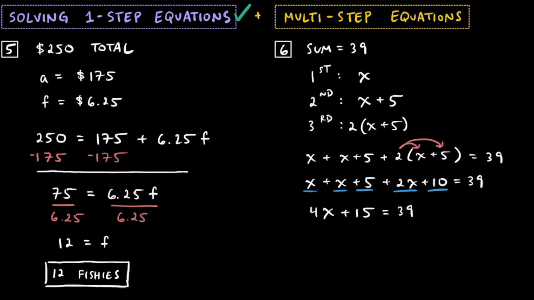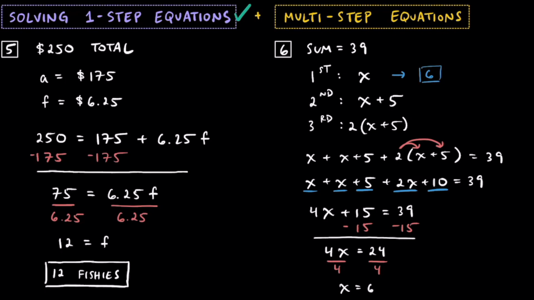Well, look at that. It's a 2-step equation. So we can take away 15 from both sides here. And if we do that, we're going to get 4x is equal to 24. And then we can divide both sides by 4 here. And we can find out that x is equal to 6. So if x is just the first number, then that's going to be 6. That's going to be the first number.